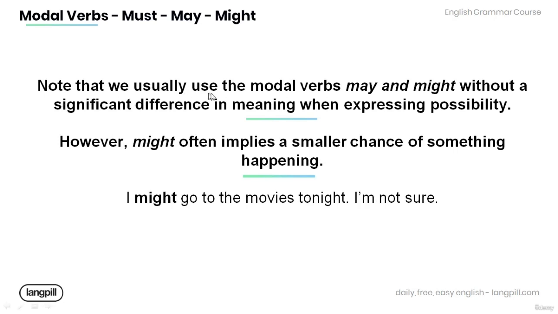Note that we usually use the modal verbs may and might without a significant difference in meaning when expressing possibility. However, might often implies a smaller chance of something happening. Have a look at the example over here. I might go to the movies tonight. I'm not sure. Smaller chance of me going to the movies tonight.